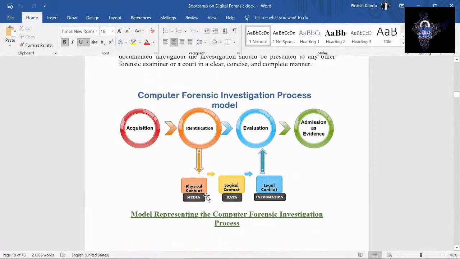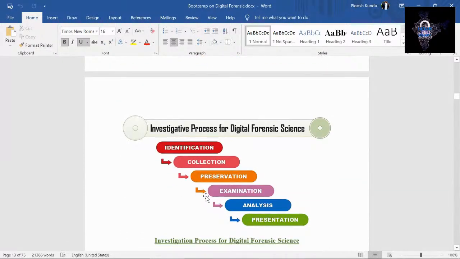Now, this is basically a flow chart where the computer forensic investigation process model has been defined. The first part is the acquisition part, then the identification, then the evaluation, and the admission as evidence. The identification can be a physical context, a logical context, and a legal context. The physical context is the media, the logical context is the data, and the legal context is the information part.